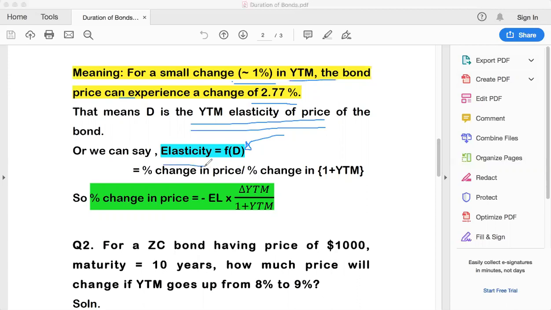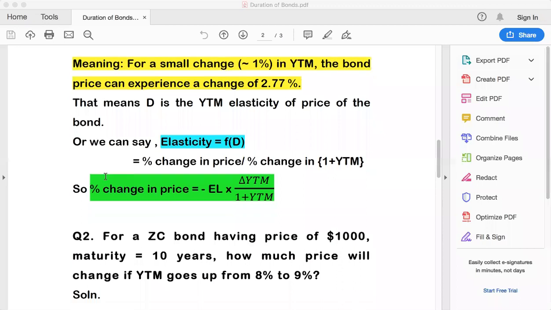And how do you define elasticity, which is a function of this duration? It is the percentage change in price divided by the percentage change in 1 plus YTM. So the formal formula is over here in green. The percentage change in price is equal to minus the elasticity, which we found out from duration. This elasticity is nothing but Macaulay's duration, multiplied by the change in YTM divided by 1 plus YTM, right? This simple formula is going to be used in the next problem. That's further going to make us understand the concept of elasticity, right?